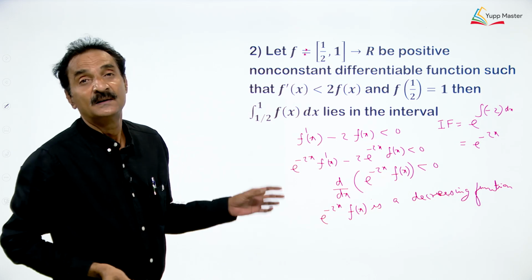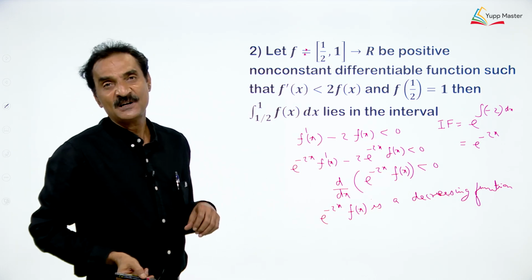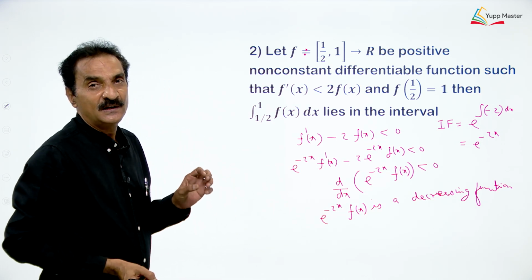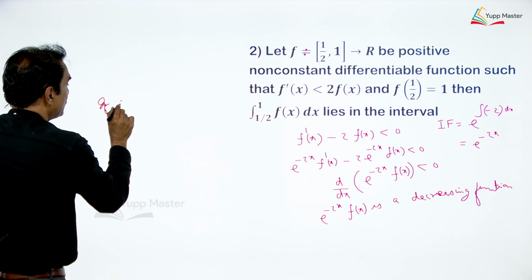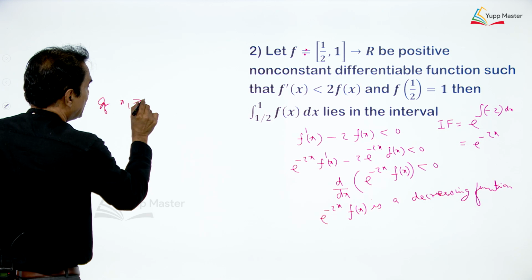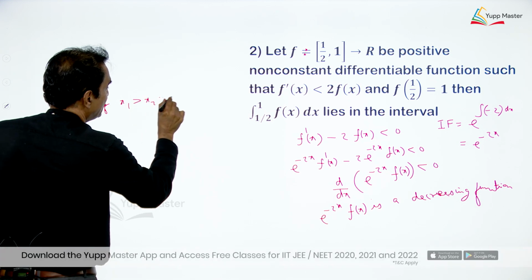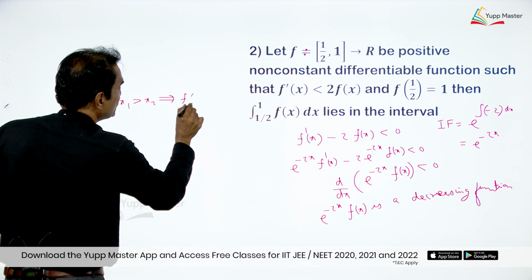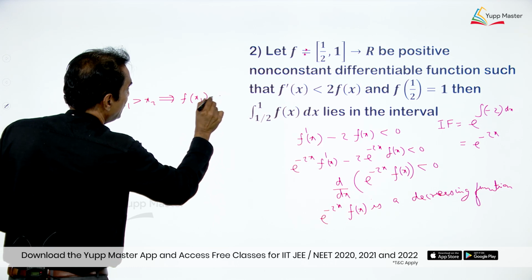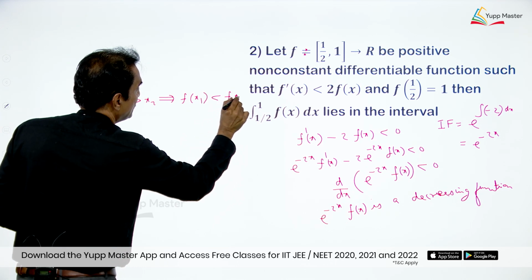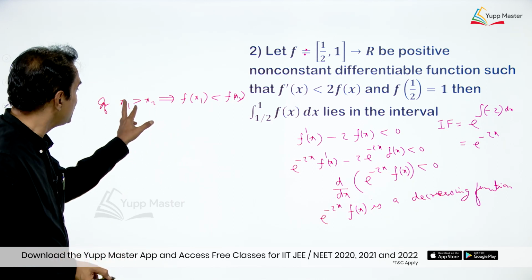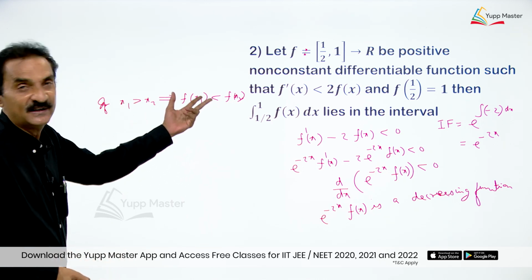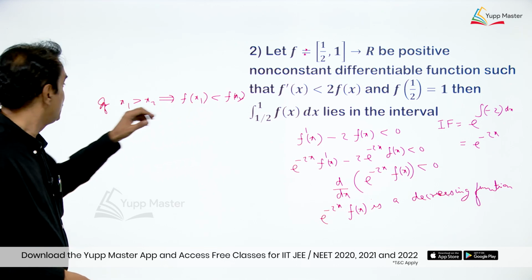Okay. Then what is the property of a decreasing function? If x1 is greater than x2, then f of x1 will be less than f of x2. This is the property of any decreasing function. If this is less than, that will be greater than. Okay.